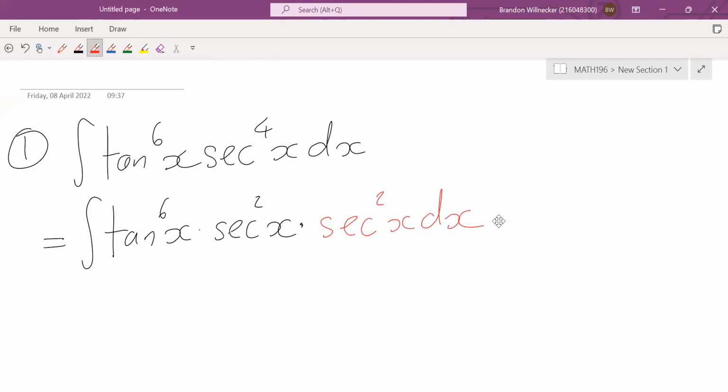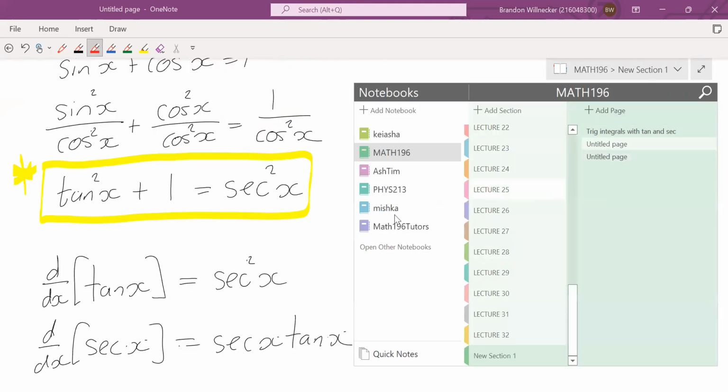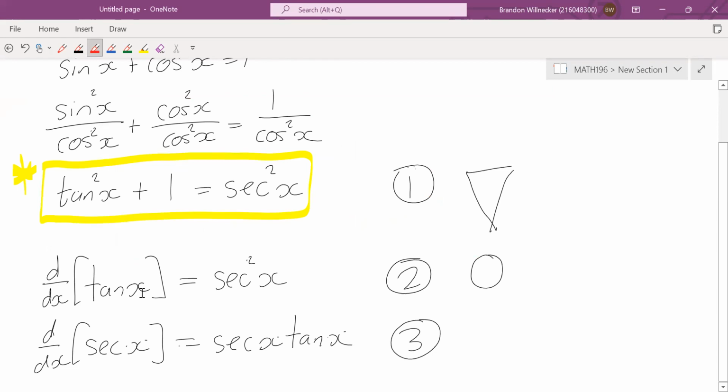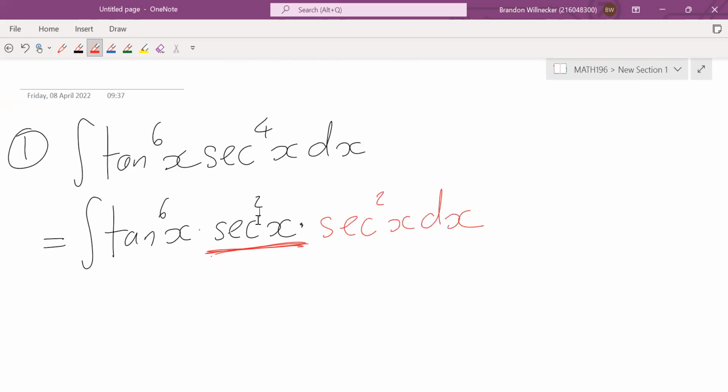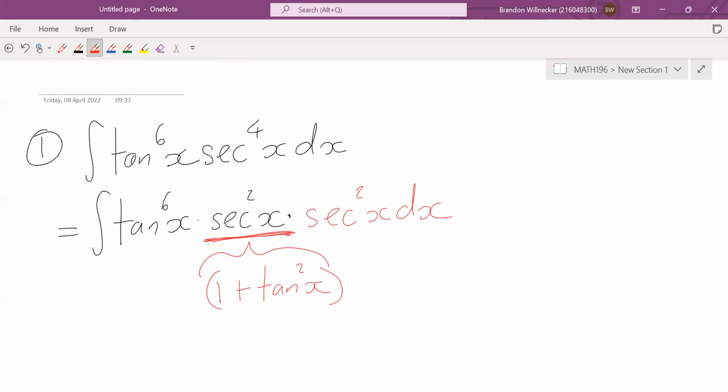What we can do is rewrite the sec squared in terms of tan, and then make the u substitution of tan x, because then the derivative would be sec squared, which is what we've got on this outside. So let's rewrite the sec squared in terms of tan. That would be 1 plus tan squared x. I'm going to substitute that there.